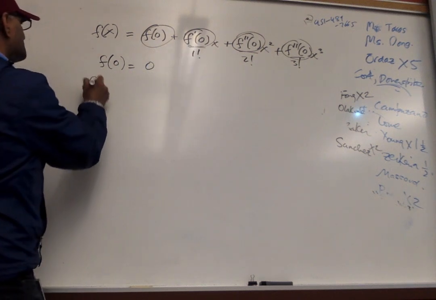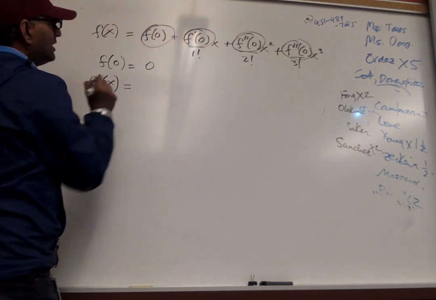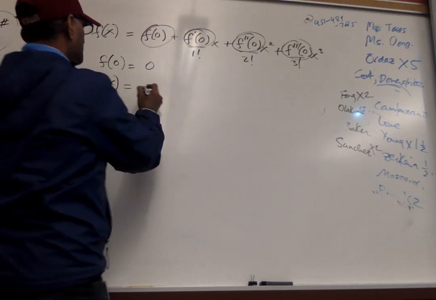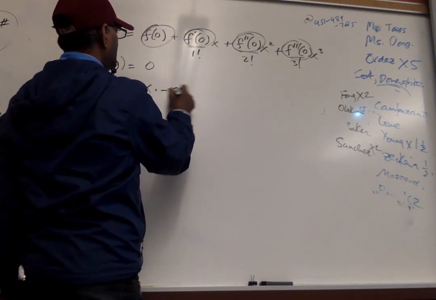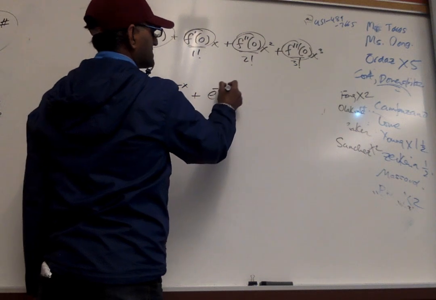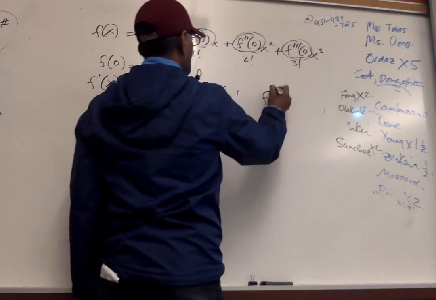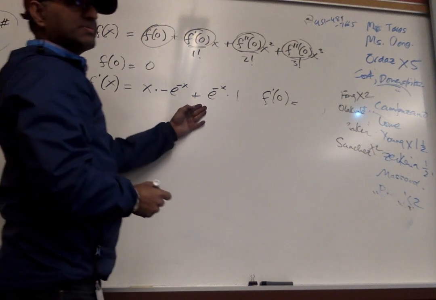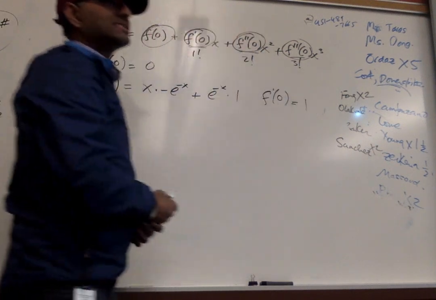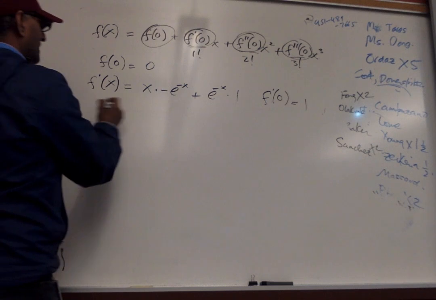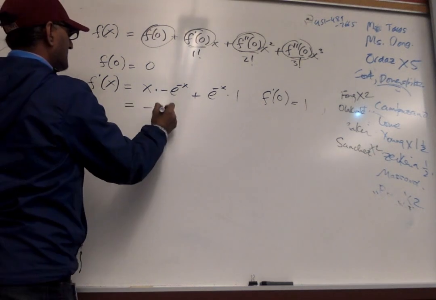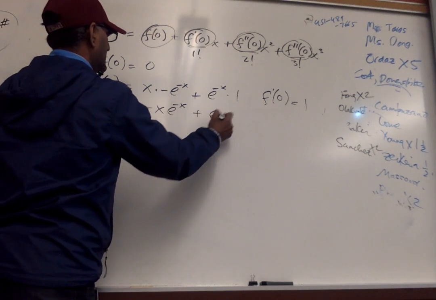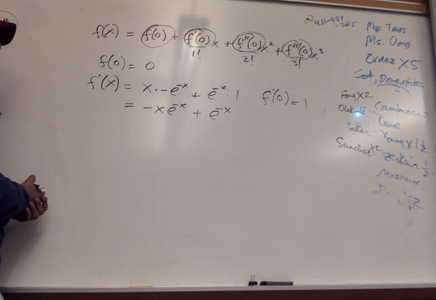f dash of x. Should we use product rule? Look down, please. I'm going to race through this. Keep the first guy fixed times negative e negative x plus e negative x times 1. I'm going to plug in 0 immediately. Does the first term collapse? The second term is 1, correct? So f dash of 0 is 1. My second term is there. Rewriting is your friend. So negative x e negative x plus e negative x. I'm just rewriting it so I can take the second derivative.